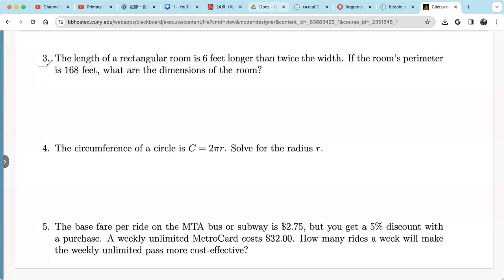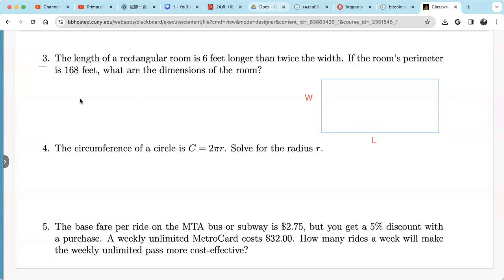Let's see number 3. The length of a rectangular room is 6 feet longer than twice the width. Well, let's draw a rectangle. I have a rectangle, right? And we call the long side L. Let's use capital letters. We call the short side W, width, right?